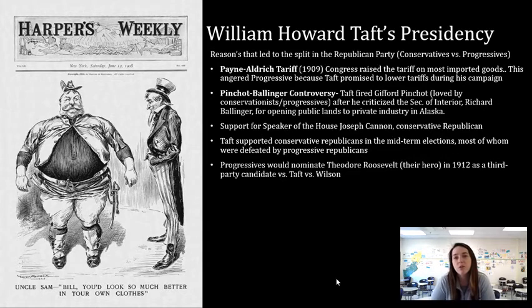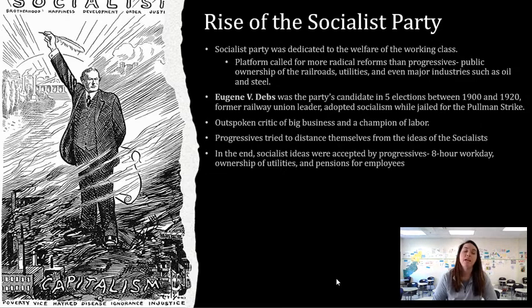Taft also started to support some conservative Republicans in the midterm election. And so a lot of progressives who had maybe joined the Republican Party in support of Teddy Roosevelt, they're moving away from Taft. They're looking towards maybe the Democratic Party, but sometimes they're a little too extreme. And so they really wanted Teddy Roosevelt to run as a third party candidate in 1912. And that's exactly what he did.